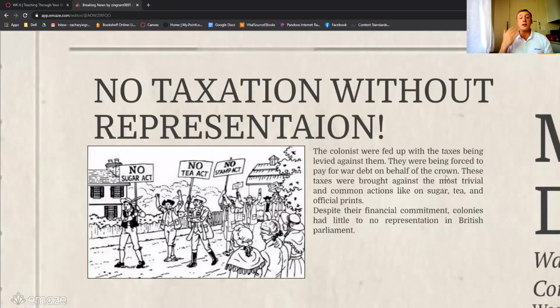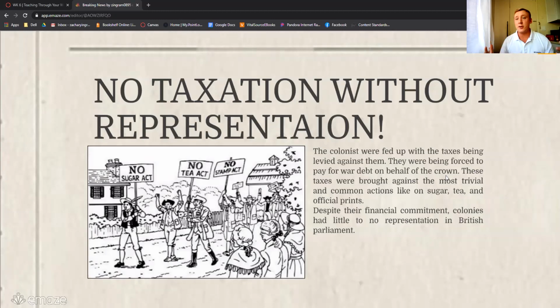We're going to start here with no taxation without representation. We already know about this. We learned about the Sugar, Tea, and Stamp Acts. This is just understanding how the colonists used those specific acts as fuel to inspire individuals to join the cause of revolting against Great Britain, right?